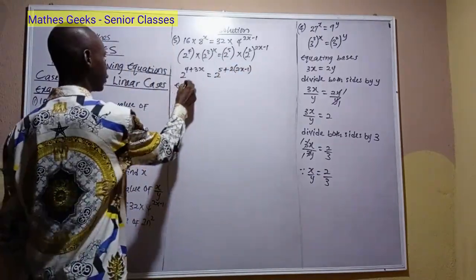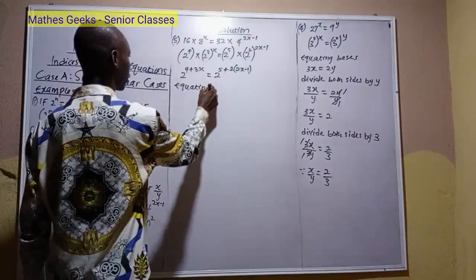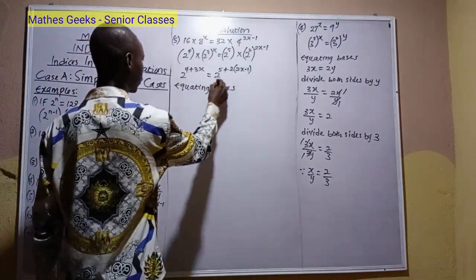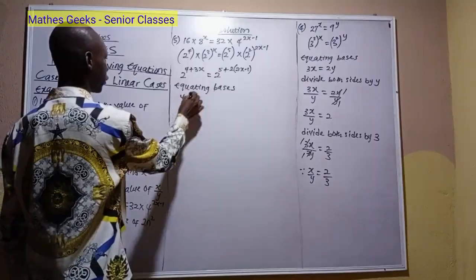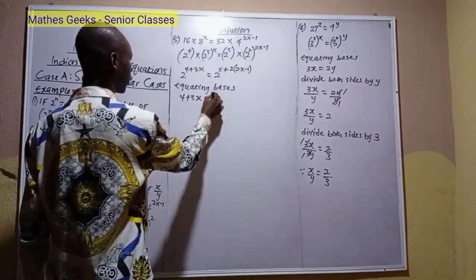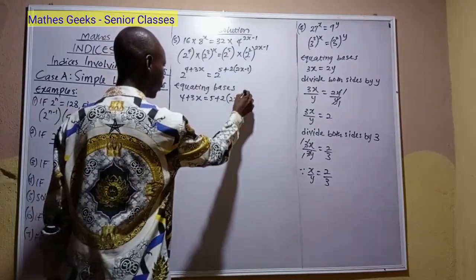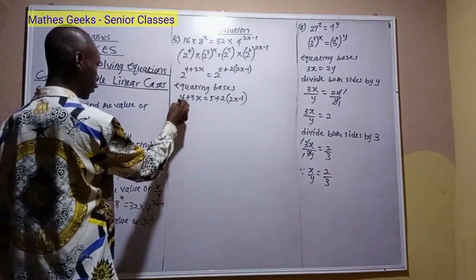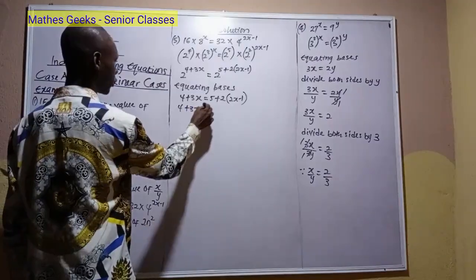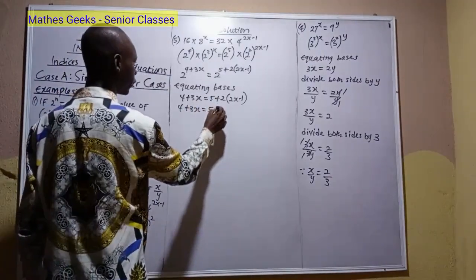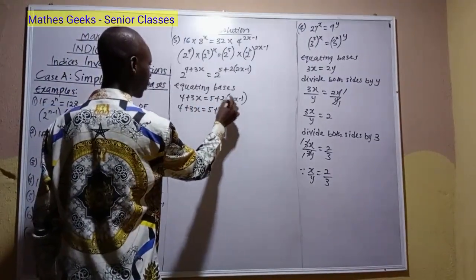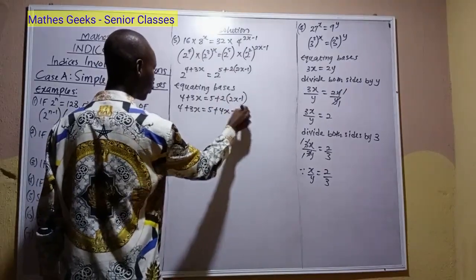So, equating bases, we have 4 plus 3x equals 5 plus 2 times (2x minus 1). Now 4 plus 3x equals 5 plus 2 times 2x, which is 4x, and 2 times minus 1, which is minus 2.